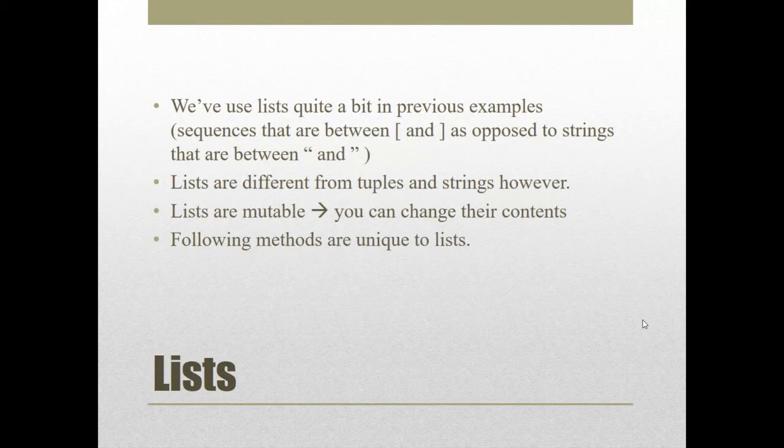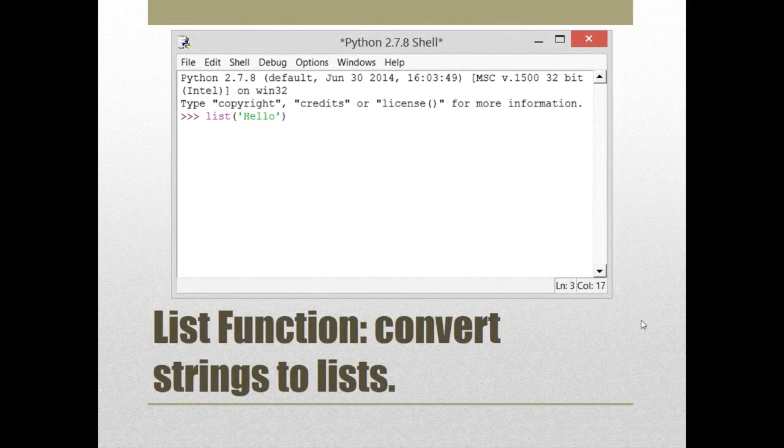Lists are mutable, so once you declare a list, you can change its contents. With strings and tuples, they don't actually change. You can't actually change them. It'll look like it, but often what you're doing is creating a brand new list or tuple and assigning it to the same variable that was there before. Lists are really the only ones that you can modify after the fact. So try this, say list hello.